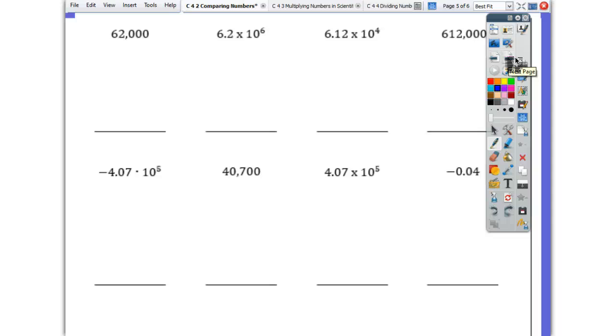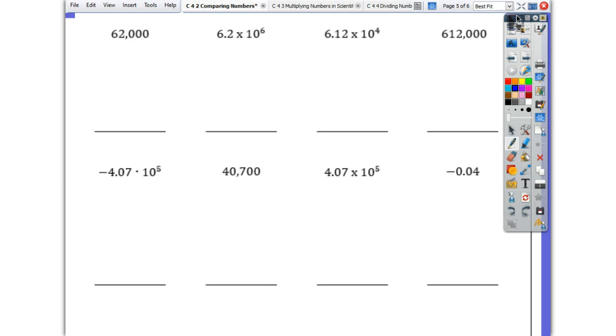And then we have 2 more here. 62,000. We have 4 numbers again that we have to switch. Now this one is not really going to matter either way because you have 2 of each. You have 2 scientific notations and you have 2 standard forms. Let's switch these into scientific notation. 6.2 times 10 to the 4th power. This one turns into 6.12 times 10 to the 5th power.